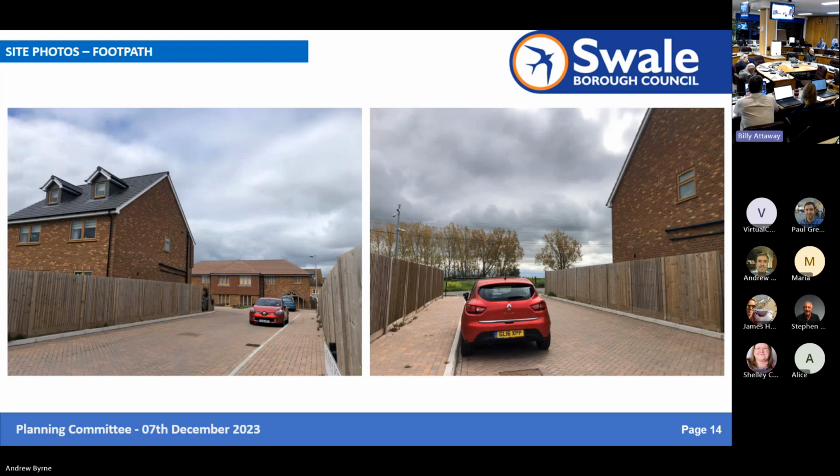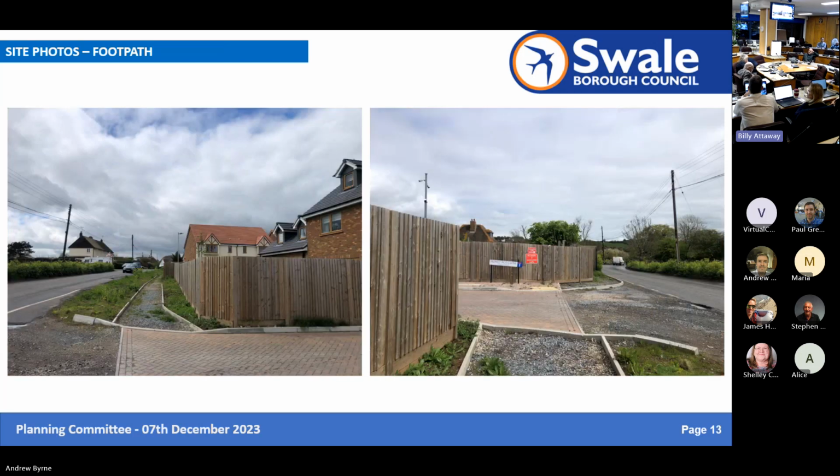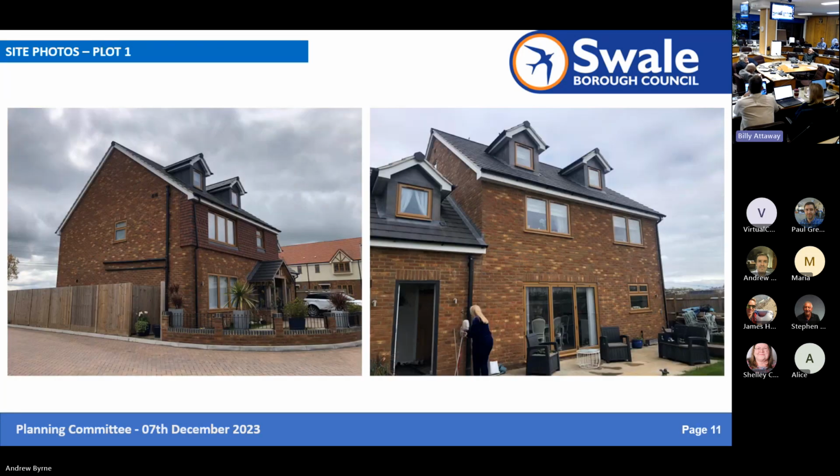Wish to come back. I wish I could, but I don't think it's strong enough to make an objection to it, because there's so many different things. But I don't like it, but I don't think there's any reason to refuse it. Okay. Councillor Marchington.